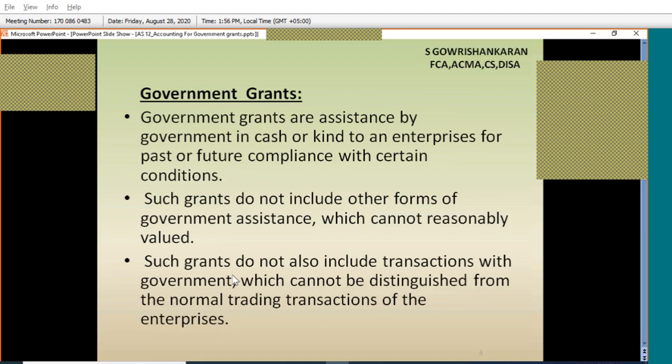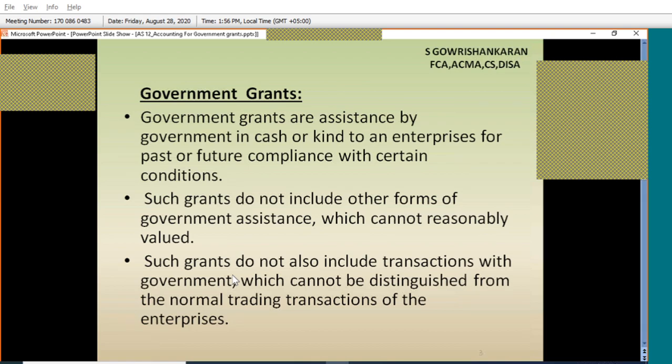Because what is ONGC's business actually? Their business is selling crude oil. They are selling to everybody. Whoever wants, they can purchase. Suddenly, they are offering some 20% discount. ONGC's normal business, the normal trading transaction, is selling the oil. They are giving some discount to the customer. That is not a grant actually. That is not the motive of giving a grant. For their business, they are giving a discount.